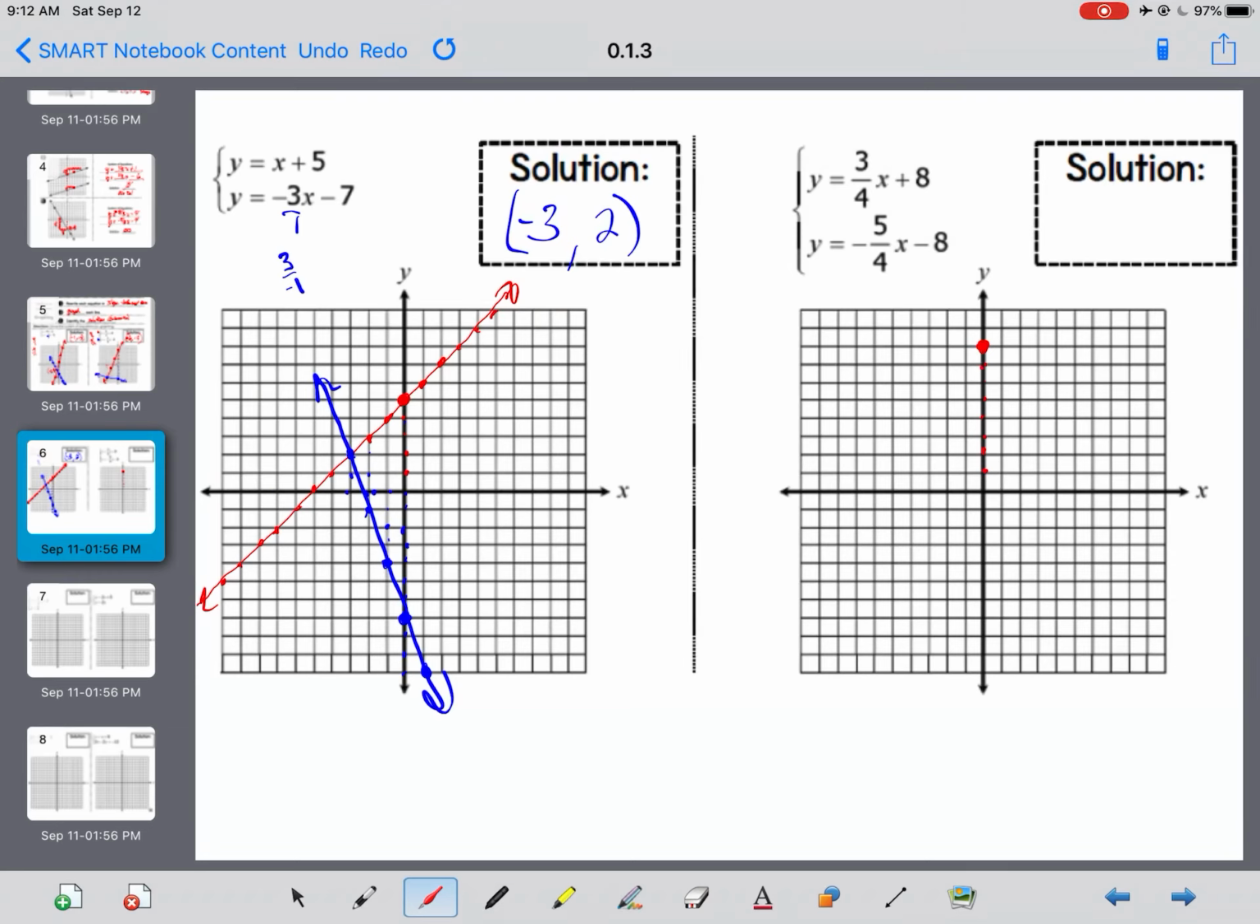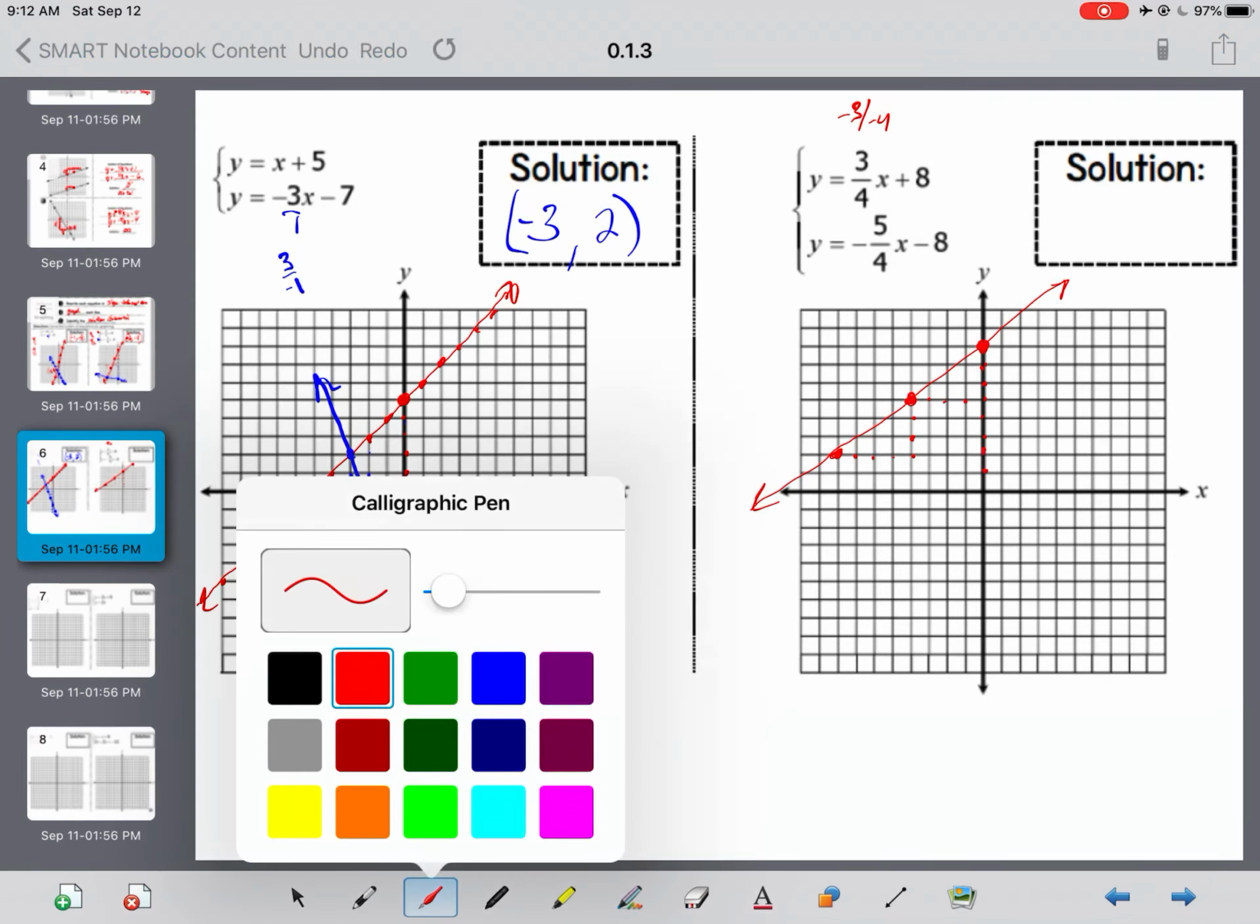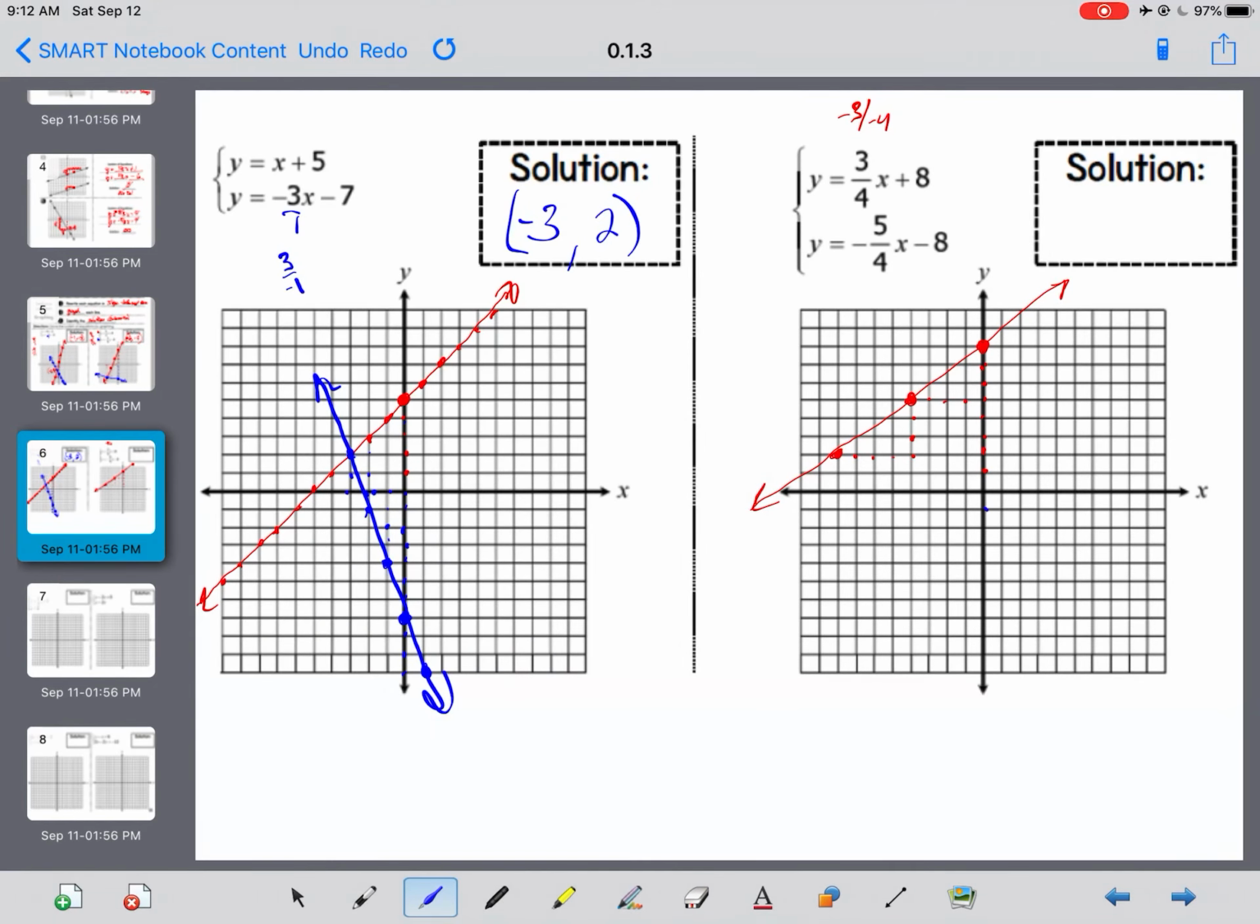3 over 4. I can't even go up 3, so I'm going to go down 3, 1, 2, 3, and over 4. 1, 2, 3, 4. Right? Because negative 3 over negative 4 is the same thing. It's going to be one of those 3 dots. Now we just have to figure out which one it is. It's going to be a long count.